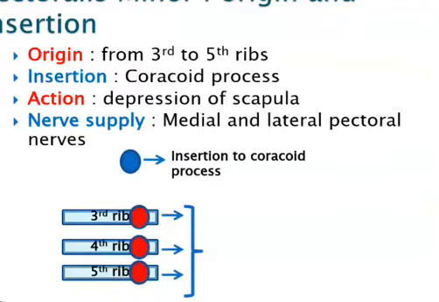Then we go to pectoralis minor muscle, its origin and insertion. Its origin is from third to fifth ribs, and its insertion is into coracoid process of scapula. Its action is depression of scapula, and the nerve supply is medial and lateral pectoral nerves. In the picture you can see the origin, taking origin from third, fourth and fifth ribs, and you can see in the picture above that it is inserted into the coracoid process.